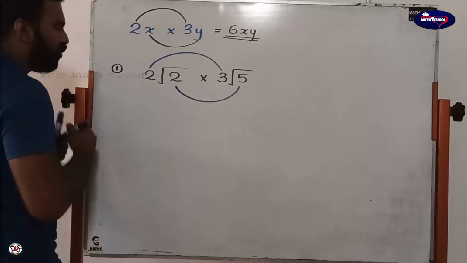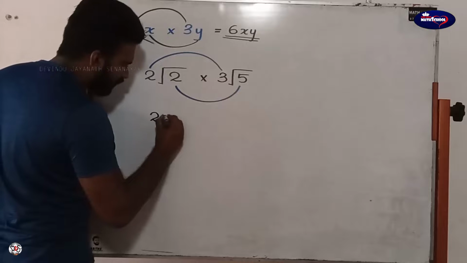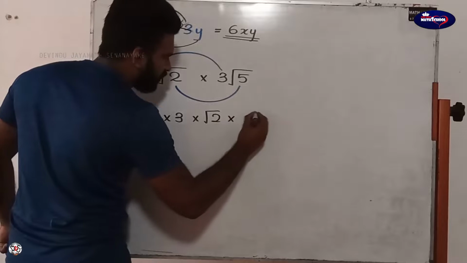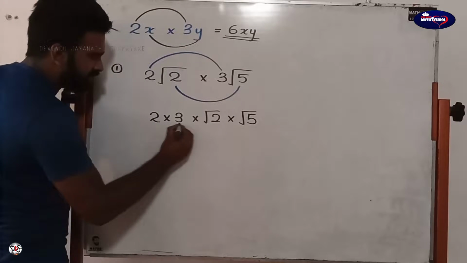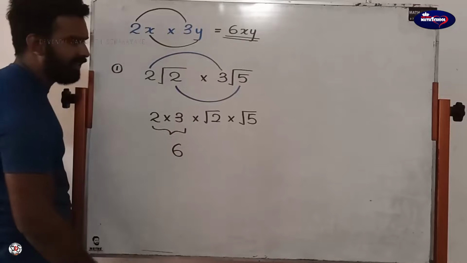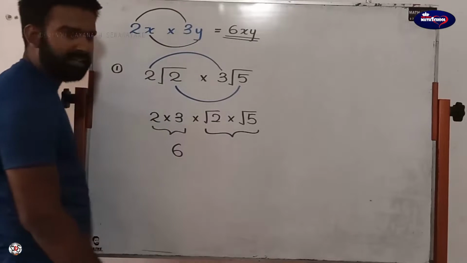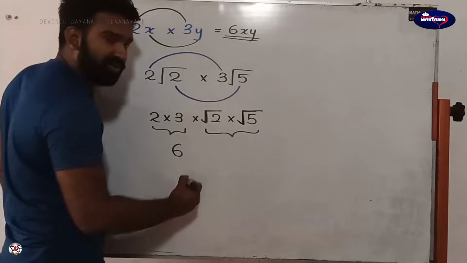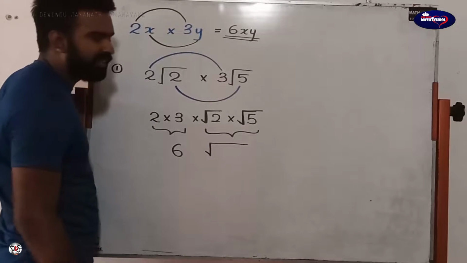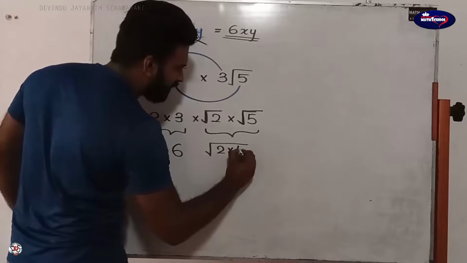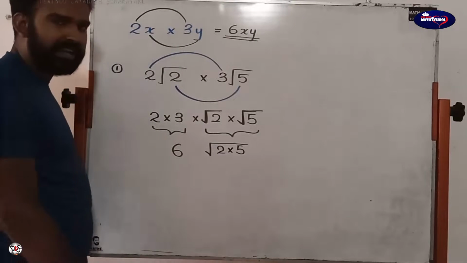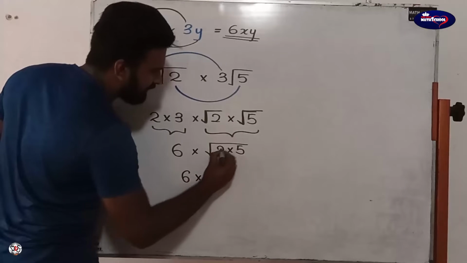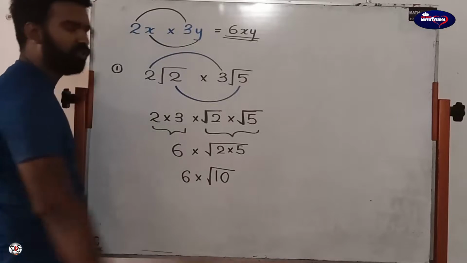Right, don't worry. So here take 2 into 3 separately, into square root of 2 into square root of 5. I'm asking you to take these two separately, so you can write the answer as 6. Here you have a square root, and here also you have a square root. So the square root is common for both. Inside the radical sign you have 2 into 5. So the answer will be 6, and 2 into 5 is 10, so square root of 10.